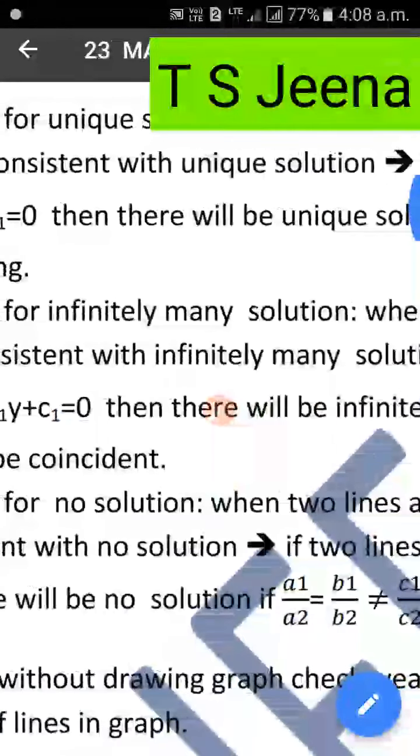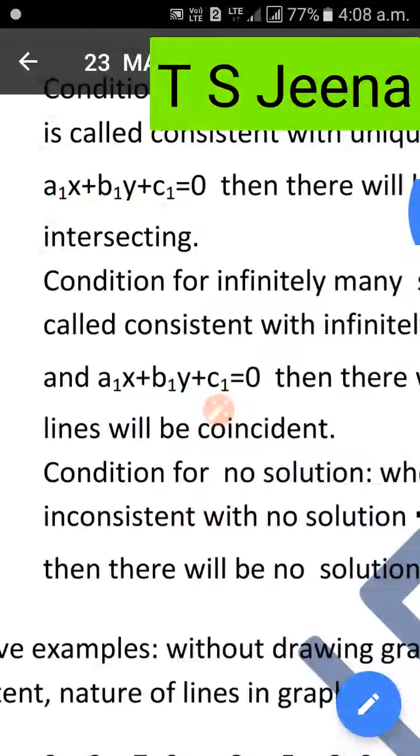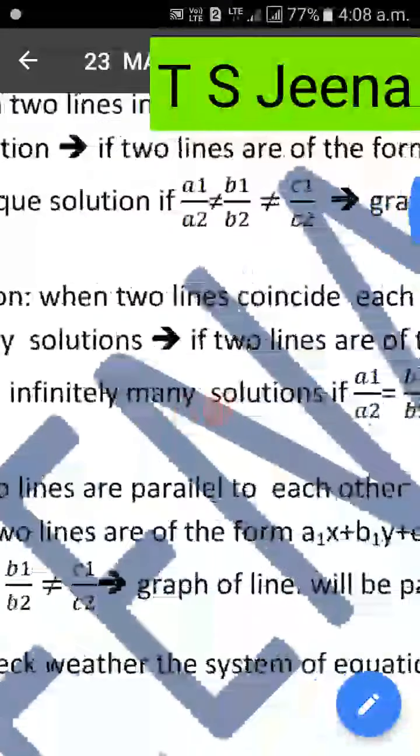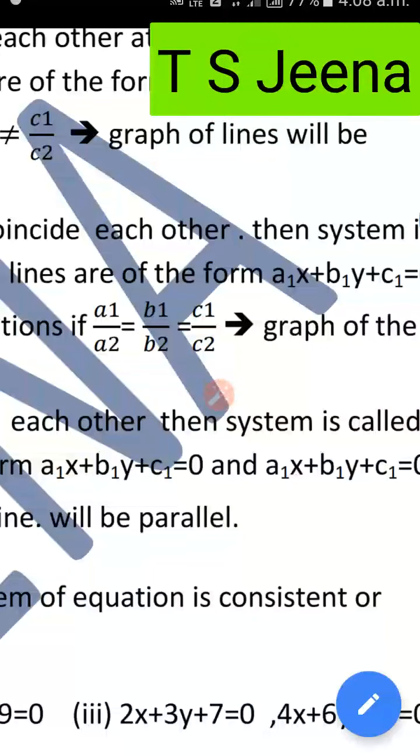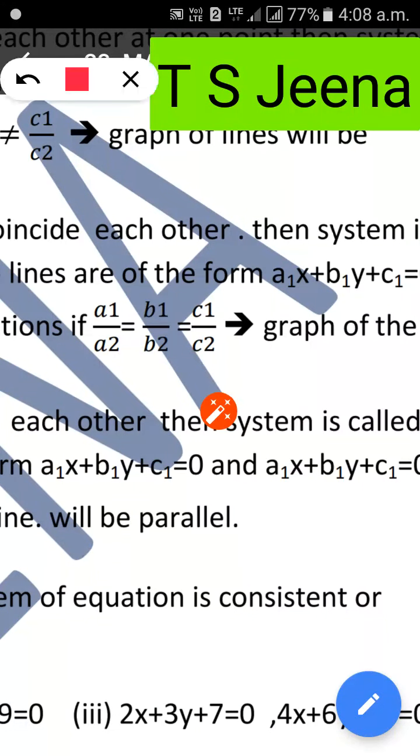Second, for infinitely many solutions, if a1 upon a2 equal to b1 upon b2 equal to c1 upon c2, here all three ratios are equal, then graphs are coincident, means lines are overlapping, so you will say the system is consistent and there are infinite number of solutions.